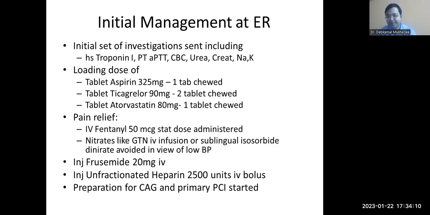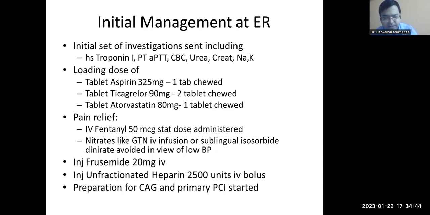So, Dr. Devkamal, what else can you give for pain relief apart from fentanyl? For pain relief purposes, nitrates can be used like IV GTN or sublingual isosorbide dinitrate can be given. But for this patient, we avoided it because his BP was on a lower side, and there are certain contraindications of using this kind of drug. Yes, nitrates lower the blood pressure, so you cannot use them in right ventricular MI or in hypotension.